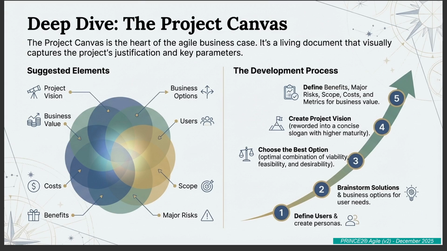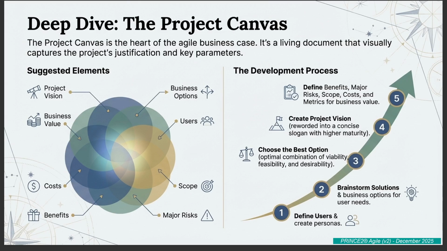Right, the vision is your elevator pitch, a snappy slogan that explains what the product is and why it matters. The business value then captures the metrics, the tangible financial targets, and the intangible things like brand reputation or staff morale. Then we get into the choices and the audience, business options and users.